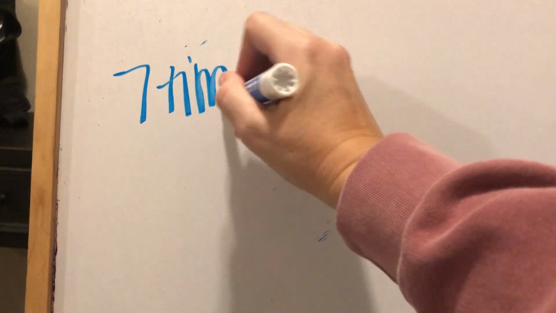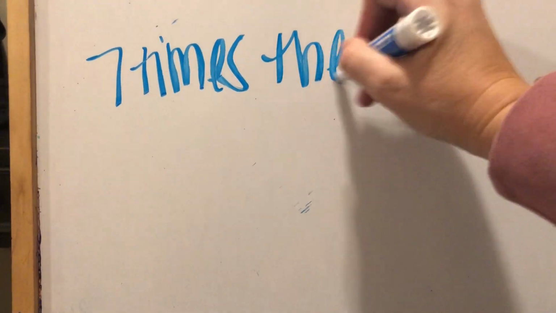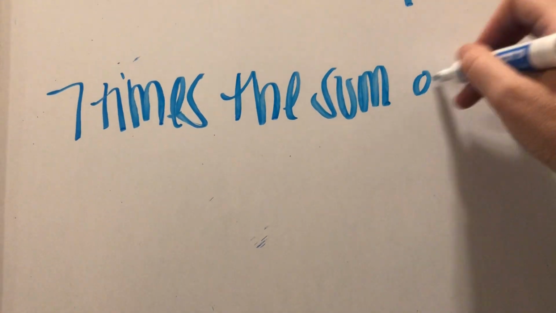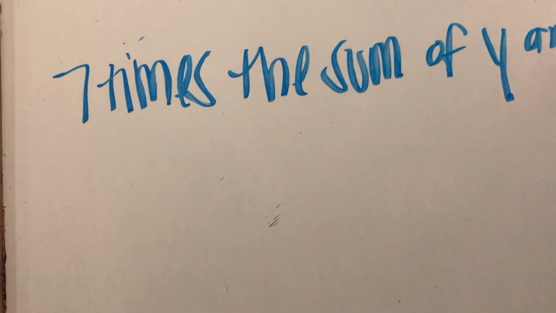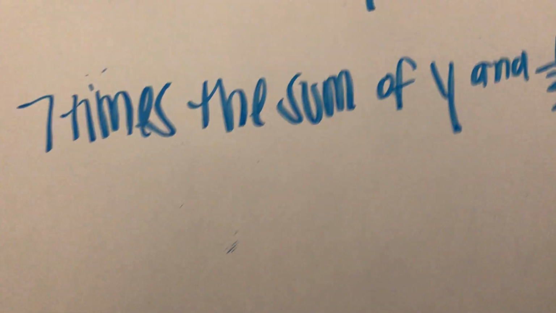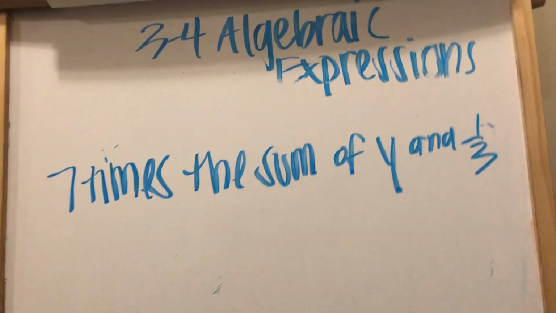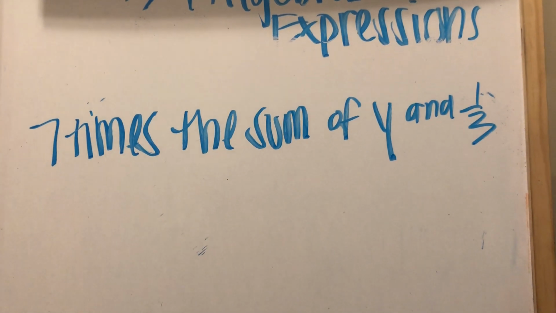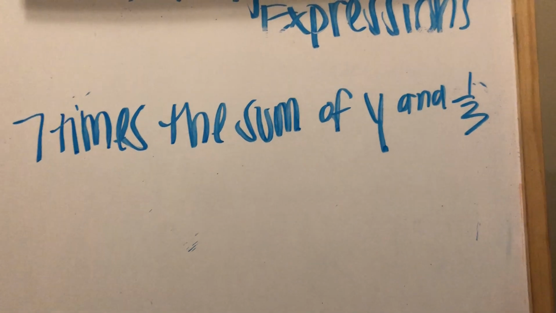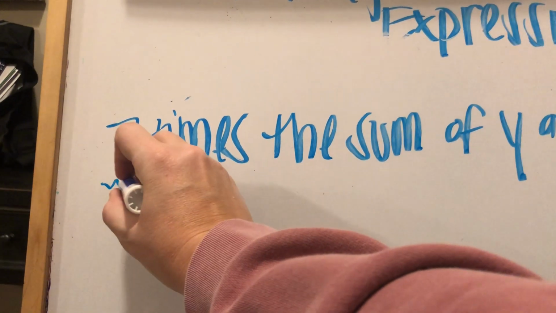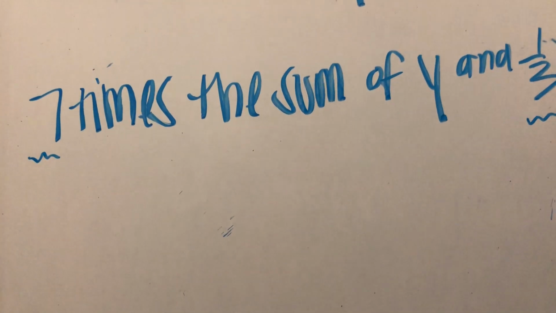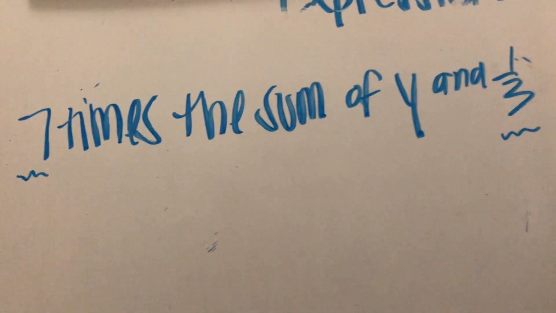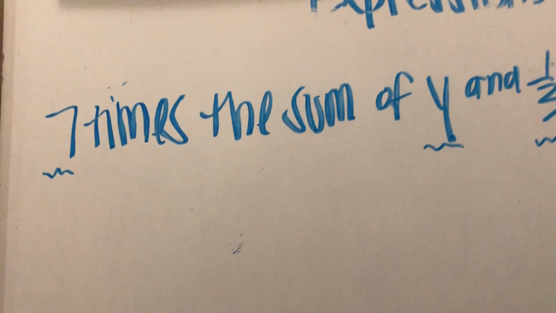Now, some of these problems, you may see a couple different operations. Let's look at this one. 7 times the sum of y and 1/3. First, let's take a look at the numbers that we have. We know we have a 7. We know we have a 1/3. Looking at our variables, we know we're going to have a y.